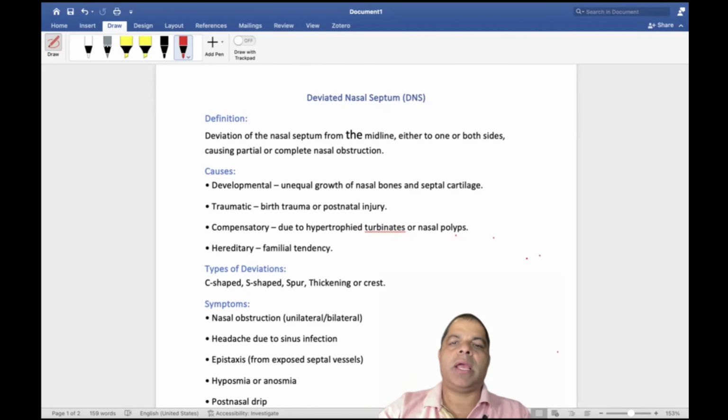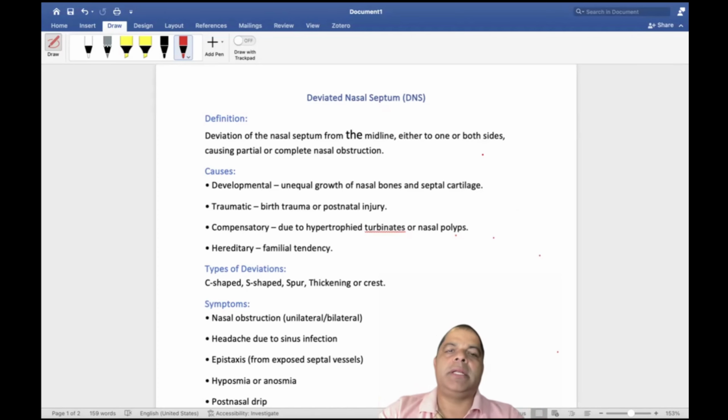Namaste everyone. Today I am discussing one of the most important topics, deviated nasal septum. Deviated nasal septum is important in the final university exam for fourth year MBBS classes. Let's discuss the definition.